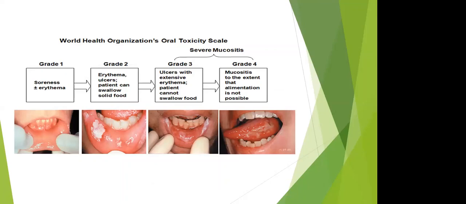Now we can talk about grade 2, with erythema and ulcer. Swallowing food is significantly compromised. In grade 3, the ulcer is extensive, erythema is increased, and there is usually bleeding as well. In grade 4, bleeding is usually present and the mucositis is to the extent that the patient is unable to eat anything and swallowing is compromised.